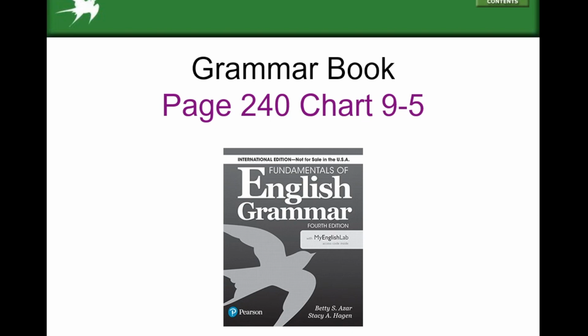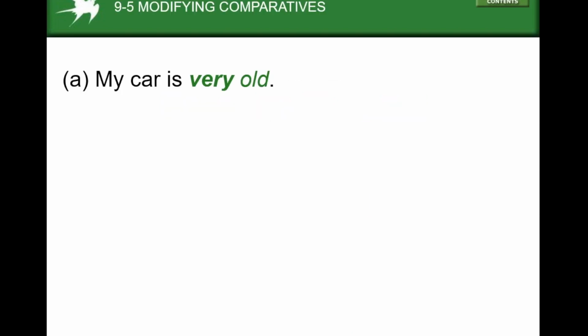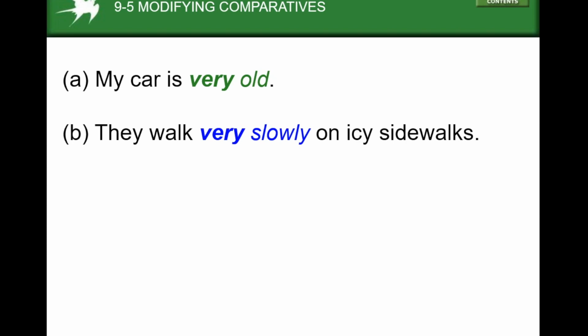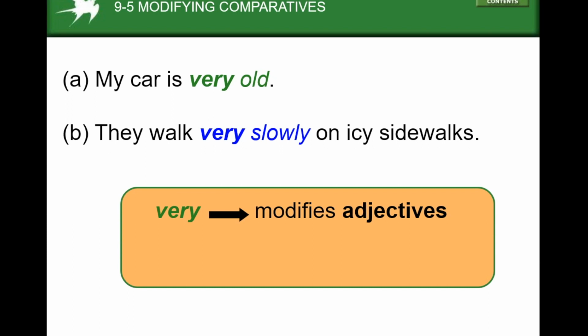Next, we'll talk about comparative and superlative modifiers. What is a modifier? Let's have a quick review of what we've learned before. For example, my car is very old. They walked very slowly on icy sidewalks. In sentence A, very old, the adverb modifies the adjective old. In sentence B, very slowly, the adverb very modifies the adverb slowly.